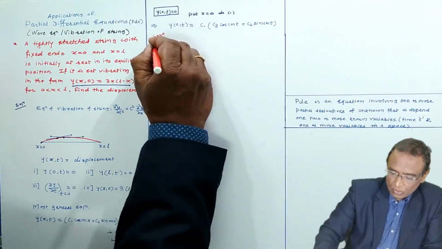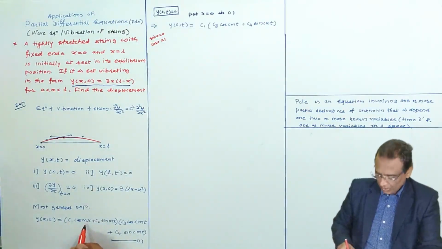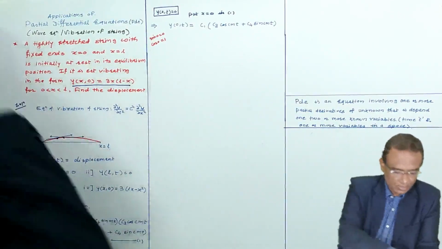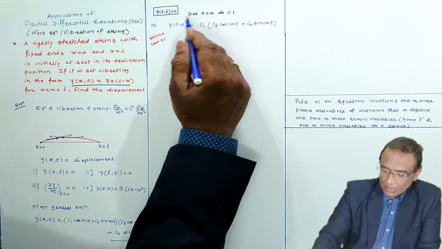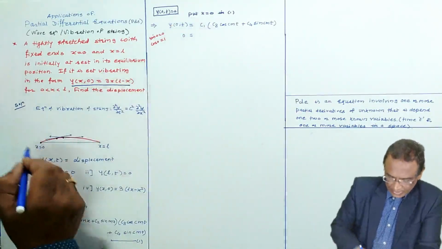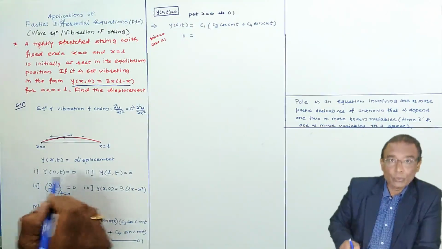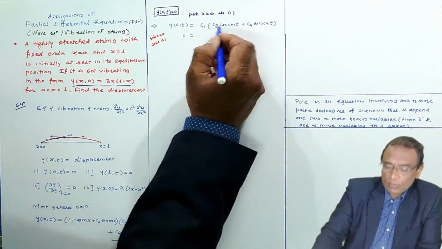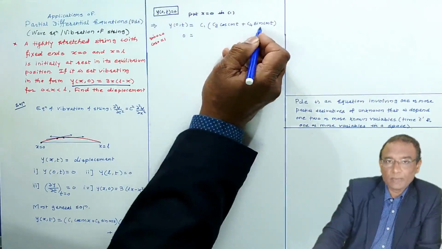And cos 0 is what? 1. If you put x equal to 0, cos 0 is 1 and sin 0 is 0. I am putting x equal to 0 only. I am keeping t as it is. Now, the y of 0t is given to you as 0. It's a vertical displacement when x equal to 0 at this end, which is given to you. Then the product of these two equals 0. Product of C1 and this bracket equals 0.